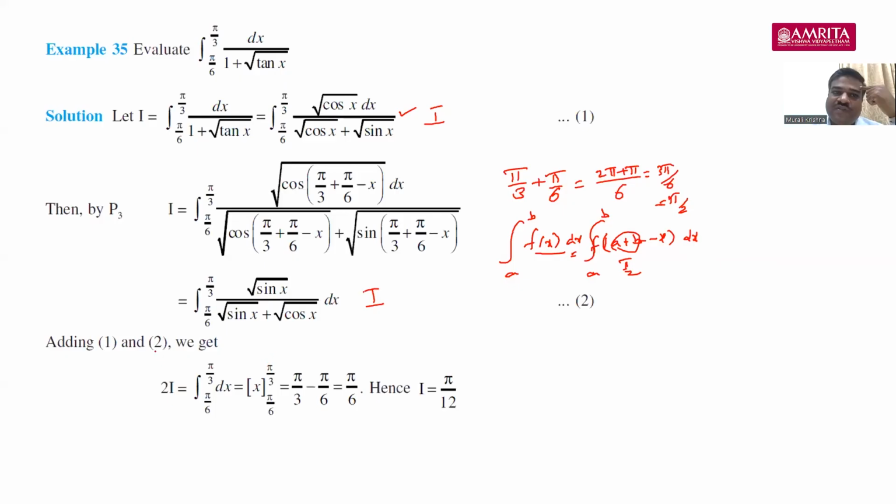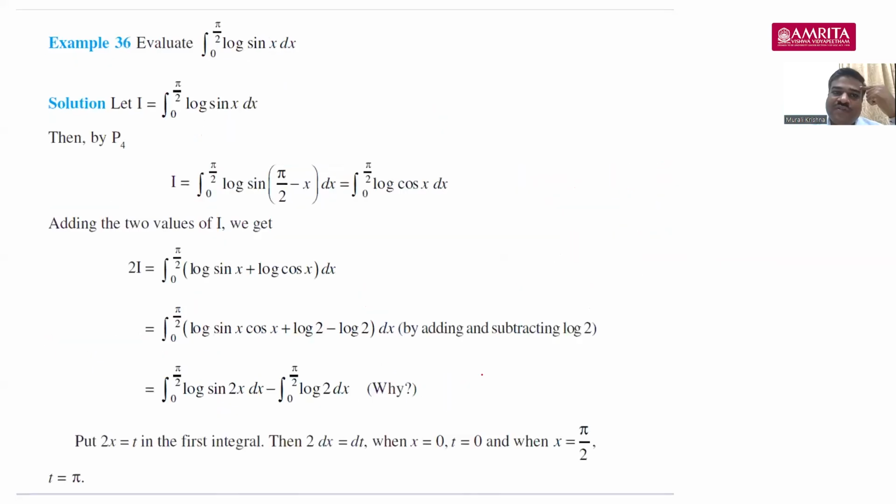So they added 1 and 2, and they got that numerator and denominator cancel, and that is the integral of dx under the same limits, which is x between pi by 3 to pi by 6. Final answer is pi by 6. So 2I equal to pi by 6 means I equal to pi by 12. And this also, as I told you, when sin, cos functions appear, think of the property number P4.